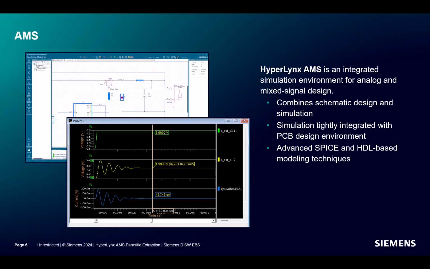Hyperlinks AMS provides multi-language modeling support including SPICE, VHDL AMS, and C and C++, with an extensive library of SPICE and VHDL AMS simulation models for AMS circuit design. It's capable of a versatile range of analyses, including standard time and frequency analyses to verify nominal functional performance, as well as advanced parametric analyses and parasitic extraction to verify performance in non-ideal conditions.